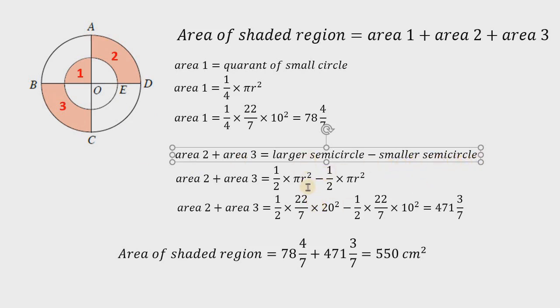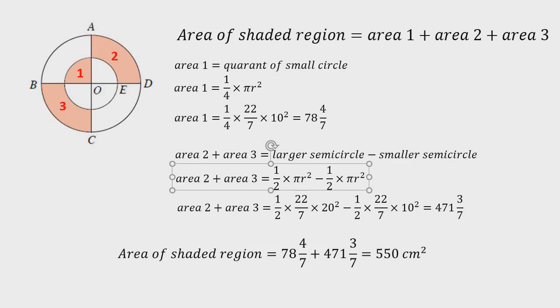Okay, so for the larger semicircle I get 1 over 2 times pi r square. The second one is also 1 over 2 multiplied by pi r square, but we have a different radius. The bigger one is 20. Okay, the bigger one radius is 20. Okay, the smaller one is 10.